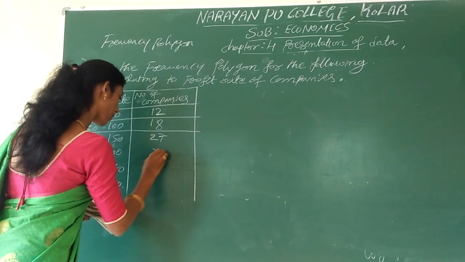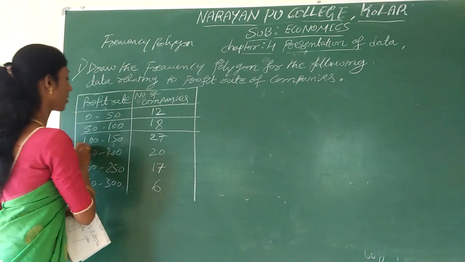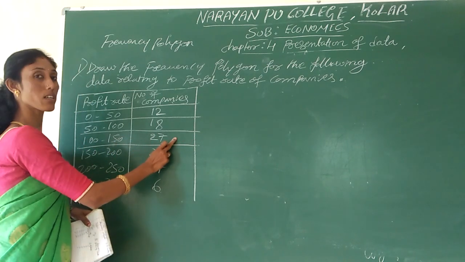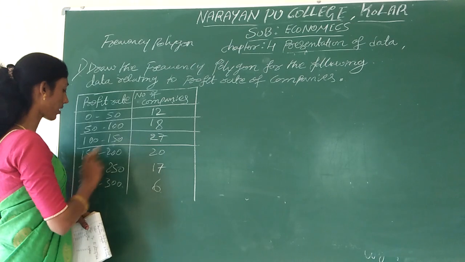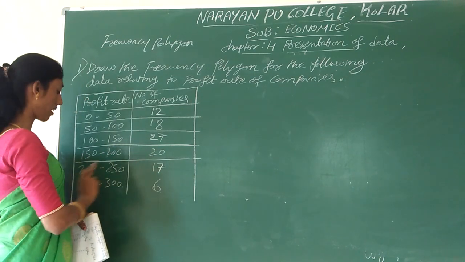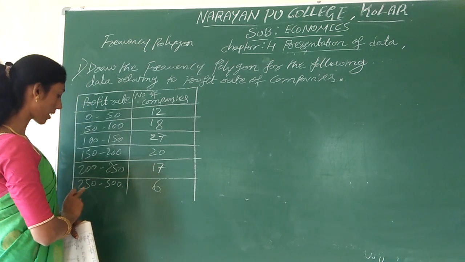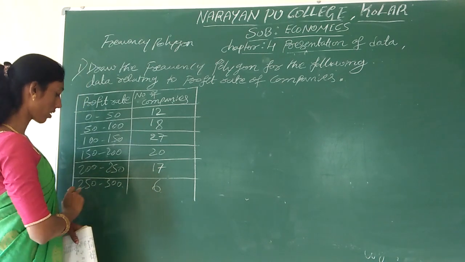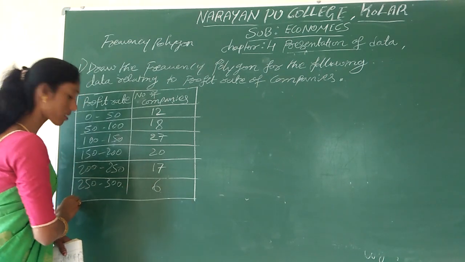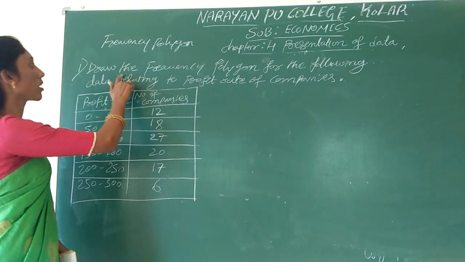Next 20, 17, and 6. Here, from 100 crores to 150 crores, 27 companies are earning the profit, and from 150 to 200 crores, 20 companies, and from 200 to 250 crores, 17 companies, and from 250 crores to 300 crores, 6 companies are earning the profit. Understood? This is the data they have given.